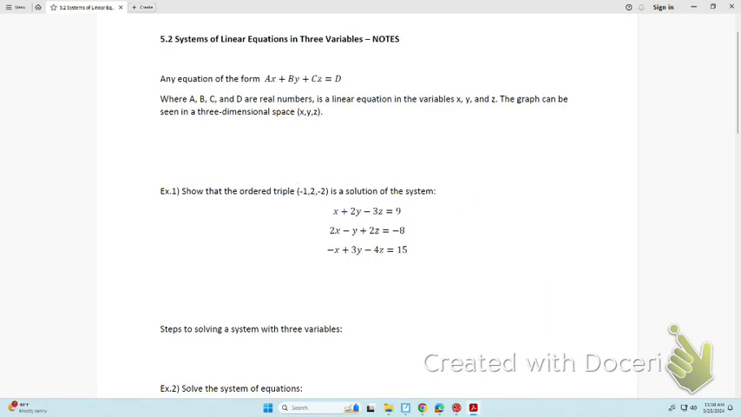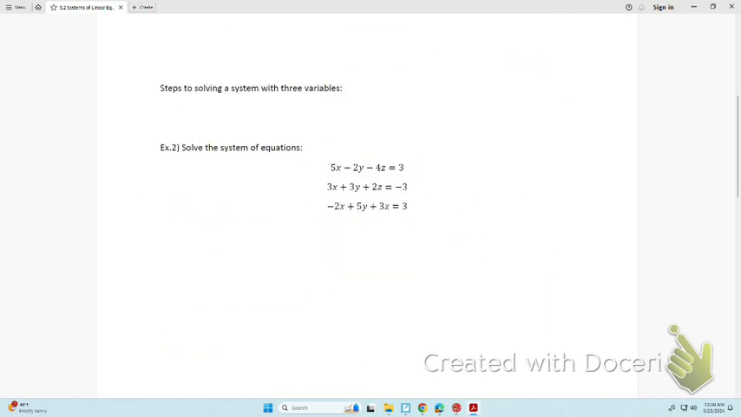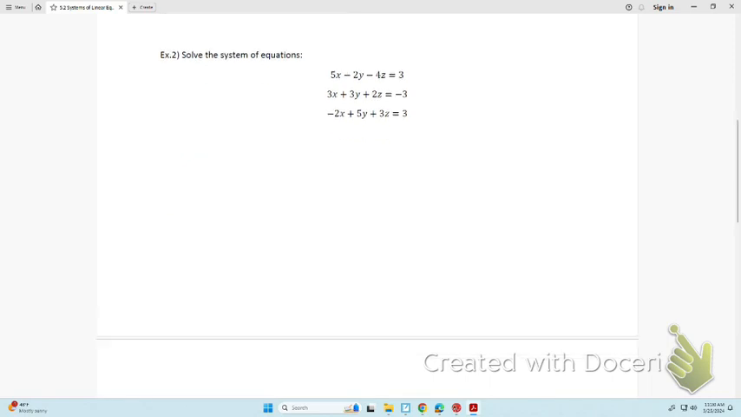All right, let's move on to a harder problem. We need to solve a system with 3 variables. It's a little tricky to do, but we can do it. I made it into a 4-step process. Step number 1, pick 1 variable to cancel, using 2 equations.